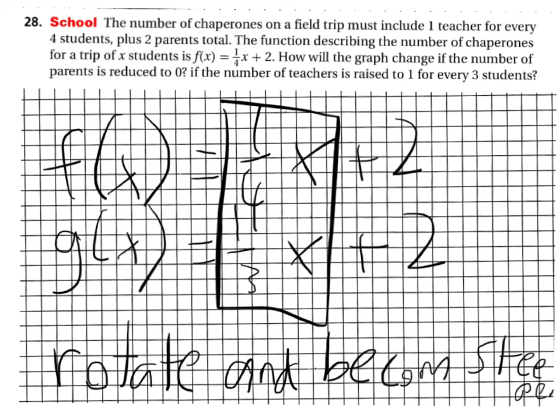Now, I'm going to explain what would happen if the number of teachers is raised to 1 for every 3 students. So here I have boxed the slope, and this is because there is a change from 1/4 to 1/3. This is going to be a rotation about the point 0, 2. This here is a rotation, and the function rotates and becomes steeper.